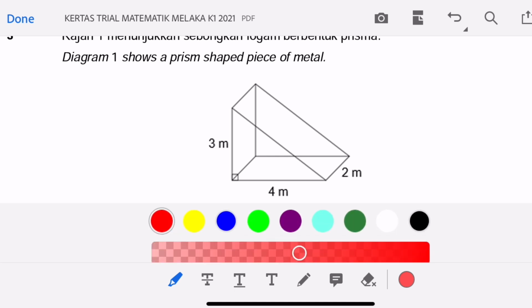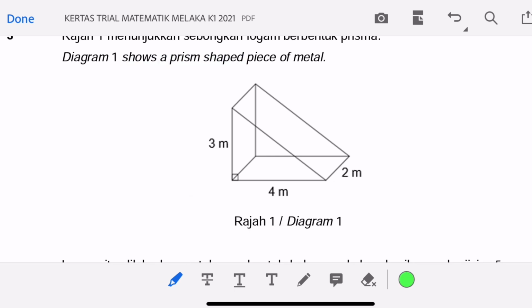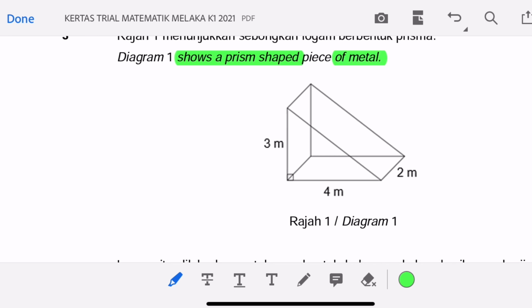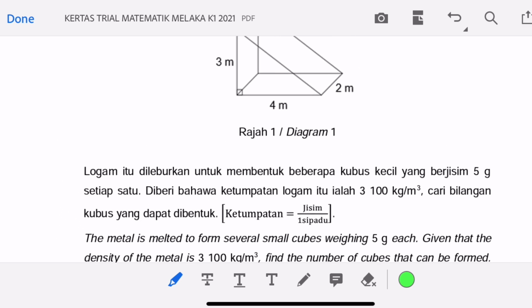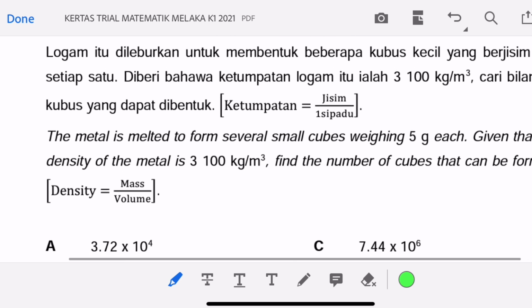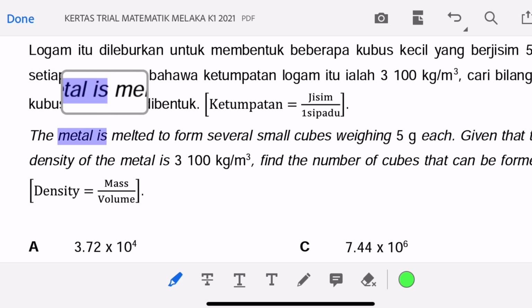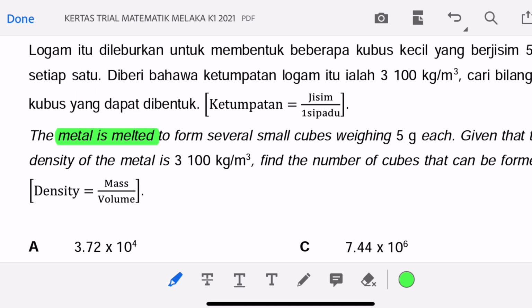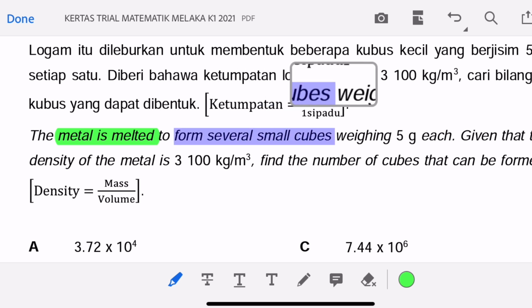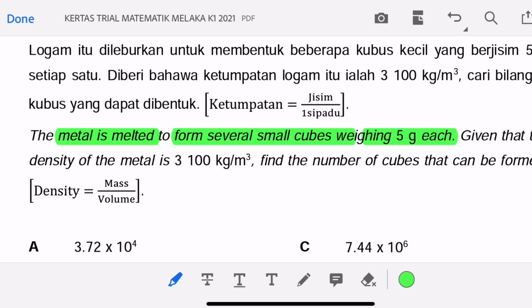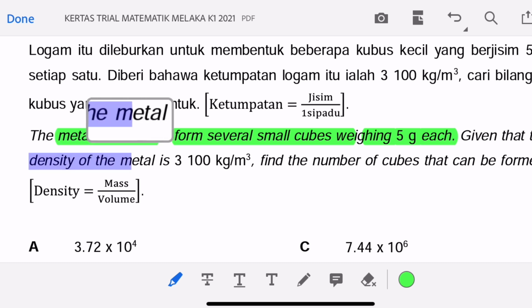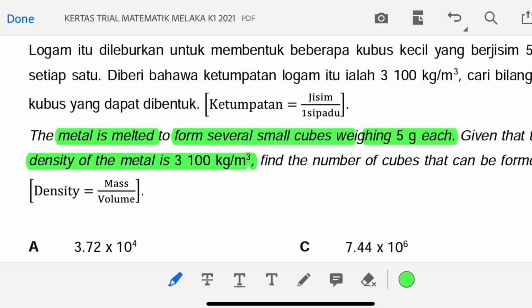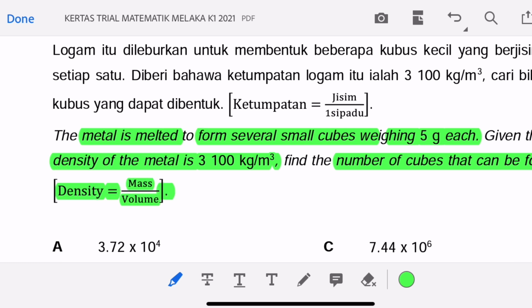Let's see this one. Diagram 1 shows a prism shape. It's a piece of metal actually. When we talk about metal, normally it's a solid, so we will have to find the volume. The metal is melted to form several small cubes weighing 5 grams. Make sure you understand the story. Given that the density of the metal is 3,100, find the number of cubes that can be formed. The density formula is given.